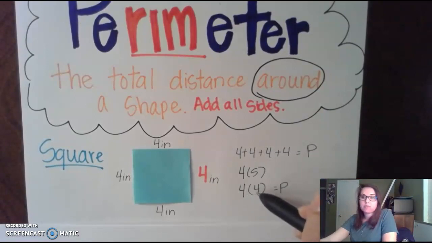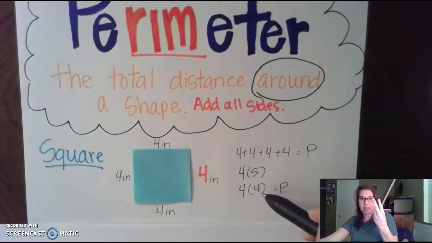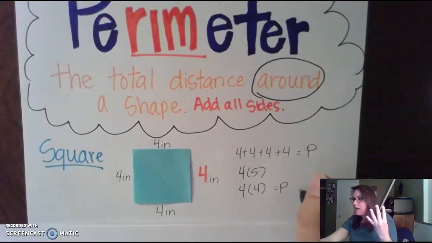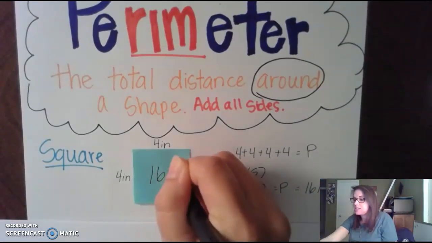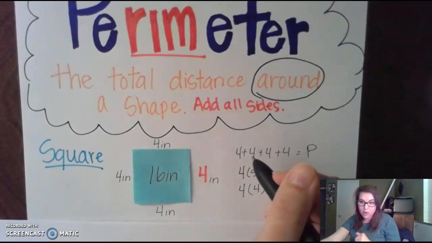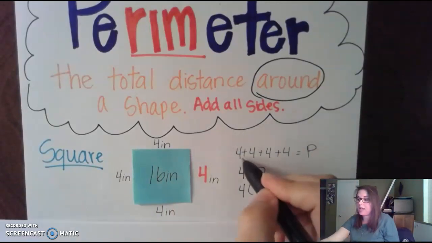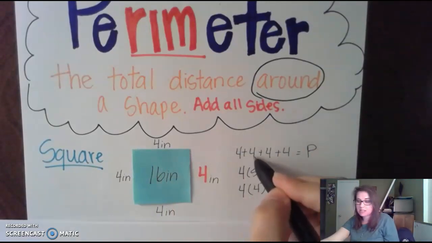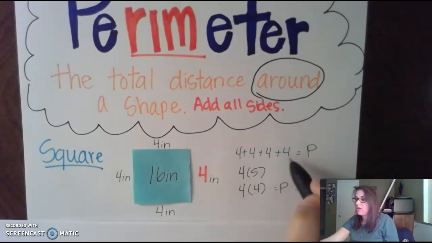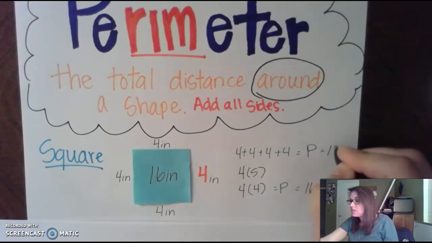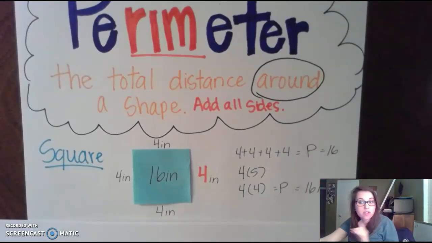So 4 times 4, if we remember our math facts, 4, 8, 12, 16, that means perimeter is 16 inches for this one. And if I don't quite believe that that is true, I could add up 4 plus 4 is 8. 8 plus 4 is 12. 12 plus 4 is 16. So either way works, but that's special for a square.